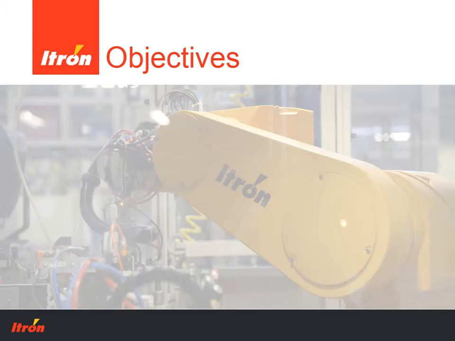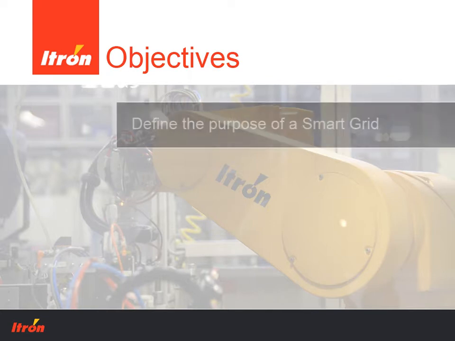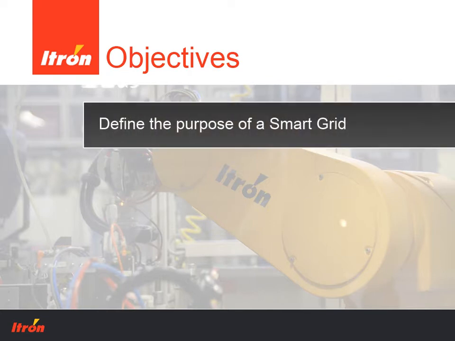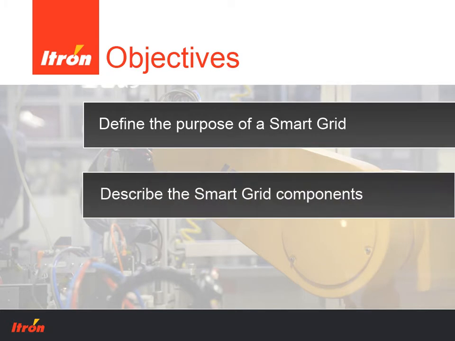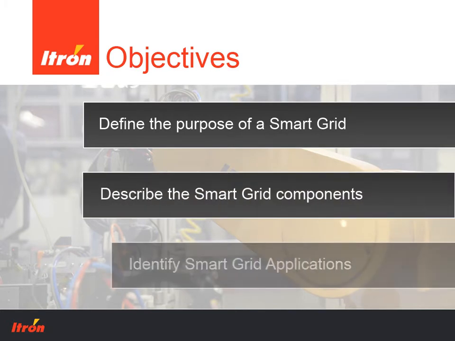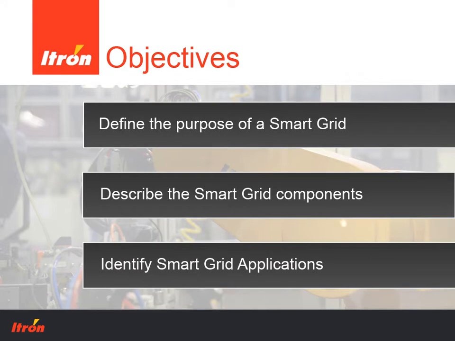Let's take a moment to make sure we understand the objectives of this session. By the time you complete this training, you should be able to demonstrate an understanding of the following. Define the purpose of a smart grid. Describe the smart grid components. Identify utility and consumer smart grid applications.